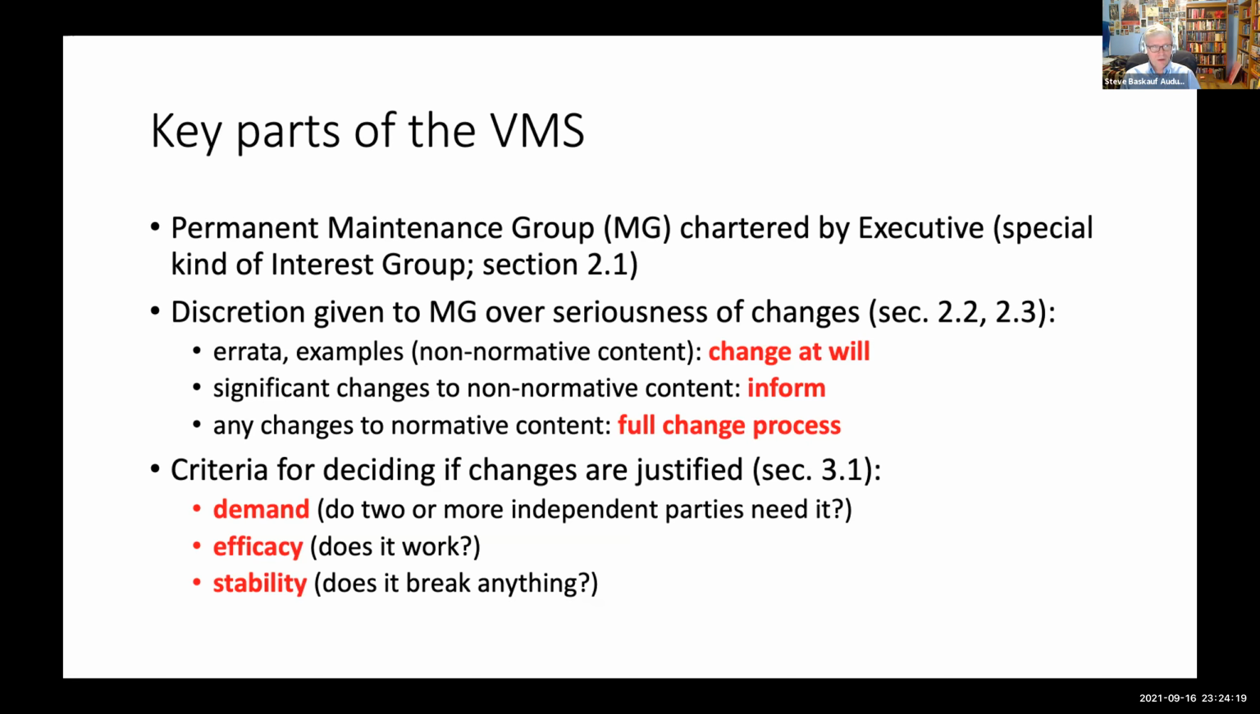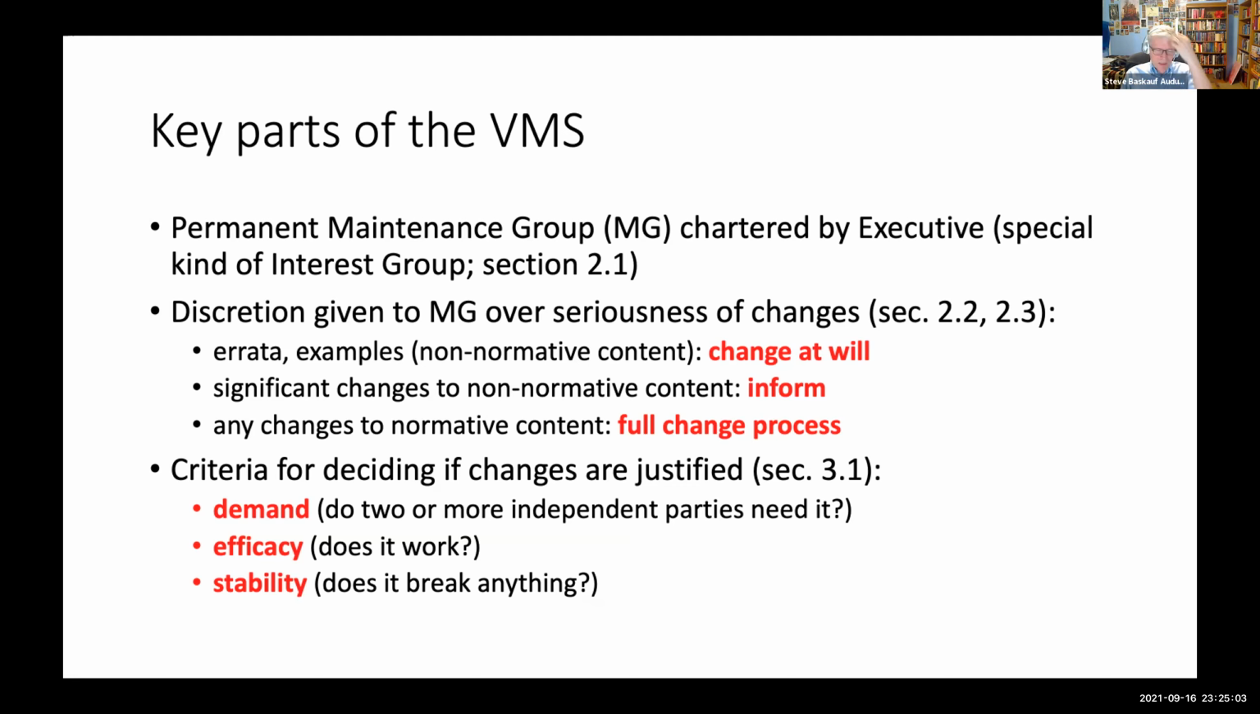So for example, if there's within a standards document, if there's a bad URL or something wrong in an example, the maintenance group can just change that. They don't have to get permission or go through any process. If there is significant change to non-normative content, it doesn't necessarily require the full change process, but the maintenance group should inform the community about those changes. The time when the actual full change process has to be implemented is anytime normative content gets changed. And this is a more odious process, takes a lot longer. So that's why we try to not have to change normative content very often if we can help it.